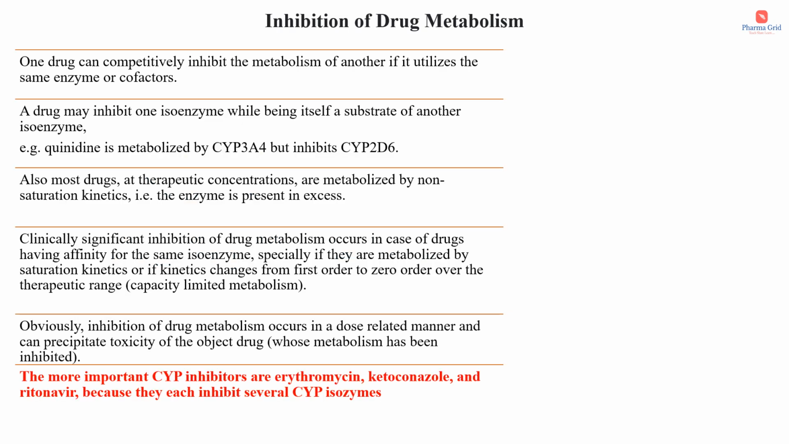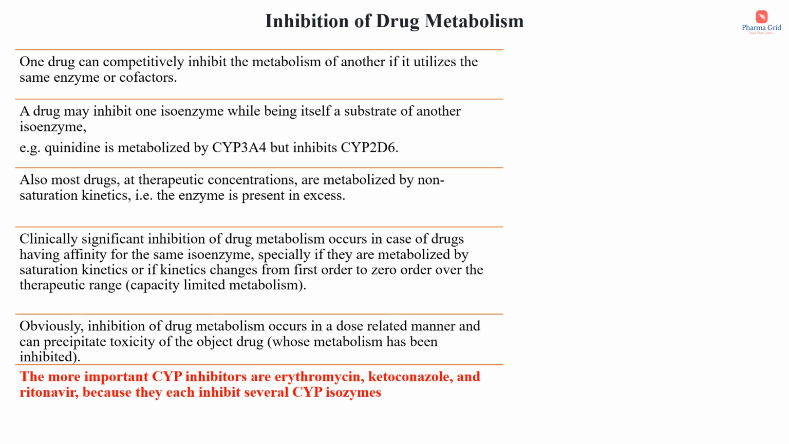So here we are going to learn about two important concepts, that is enzyme induction as well as enzyme inhibition. Starting with inhibition of drug metabolism. One drug can competitively inhibit the metabolism of another if it utilizes the same enzyme or cofactors. A drug may inhibit one isoenzyme while being itself a substrate of another isoenzyme. This can be explained with the help of an example. For example, quinidine is metabolized by CYP3A4, but it inhibits the isoenzyme CYP2D6.